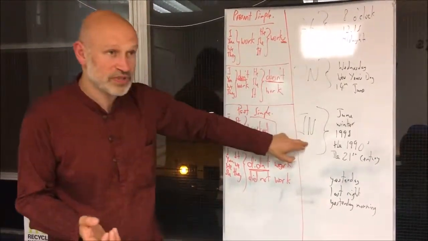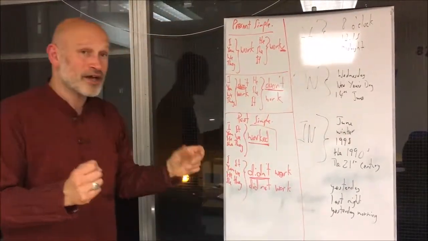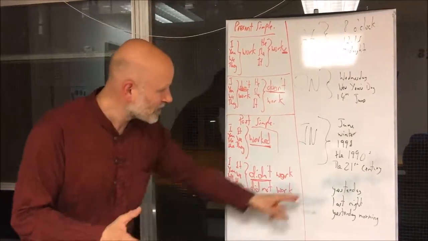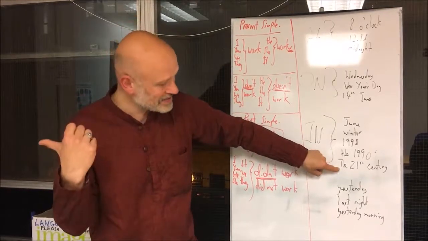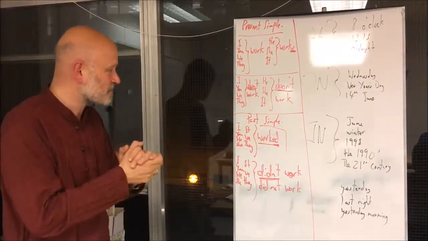These are the little words we need to remember to use before these time expressions, because we use a lot of time expressions in the past simple. And here are a few that we don't use any prepositions on, like I saw him yesterday, I saw him last night, I saw him yesterday morning, and things like that.